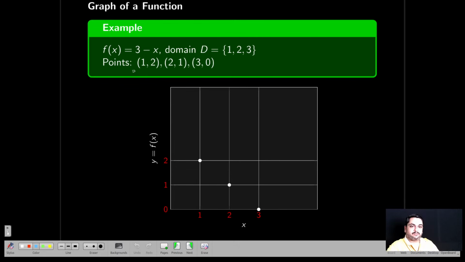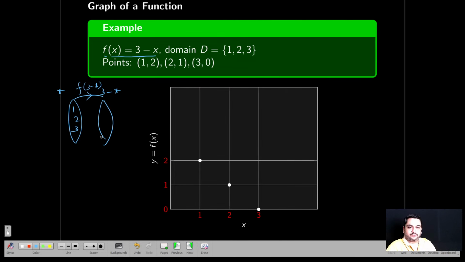Now, how to plot a graph of a function? This visualization of the graph of a function is very important when you solve some complex problems. So let us say this function f of x equals 3 minus x. Let us take the set of inputs 1, 2, 3, and this set takes the value 3 minus x. This is the output of the function.